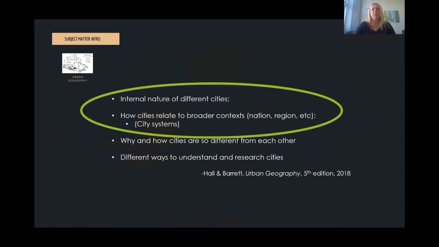In this class, we're going to focus on two aspects of urban geography. That is, we're going to take a little closer look at some of the internal nature of different cities. And then we're also going to look at the relationship between cities and their broader regions, provinces, and so forth, the city systems.